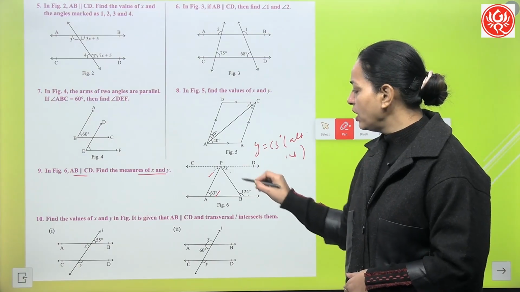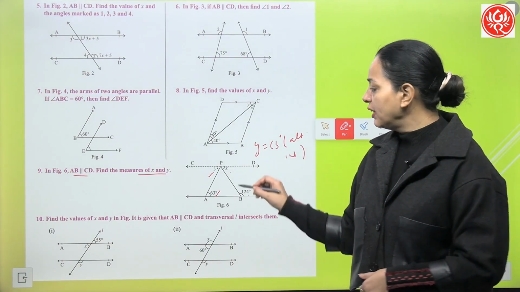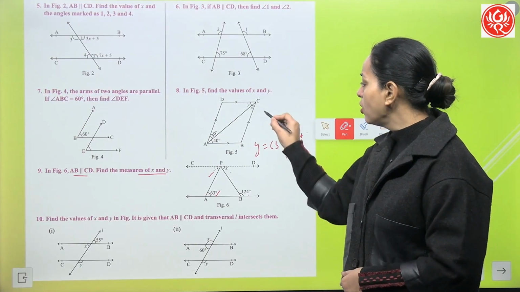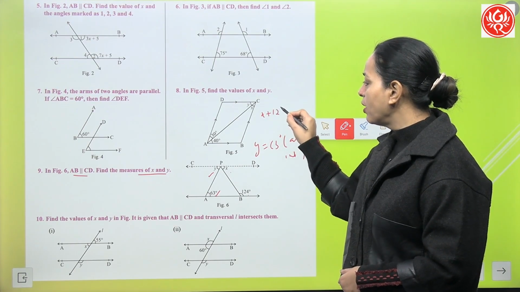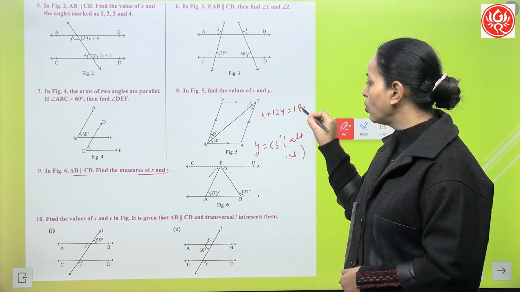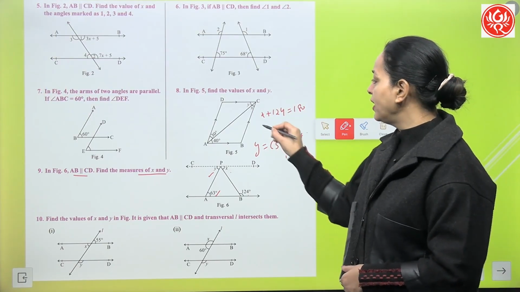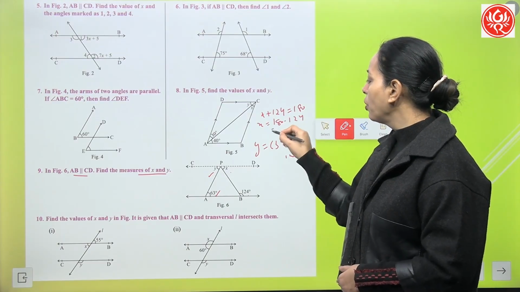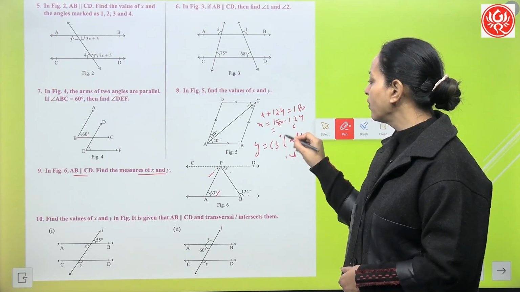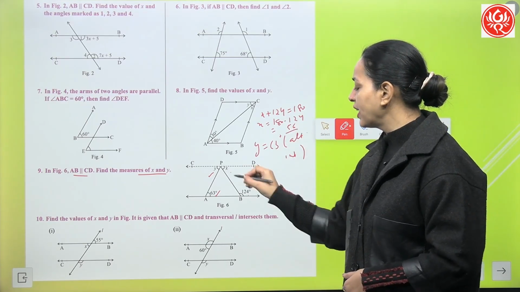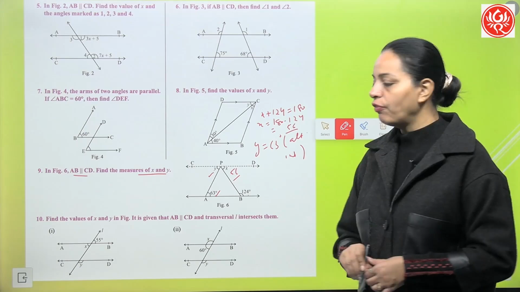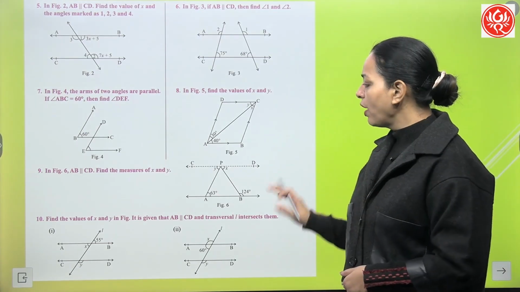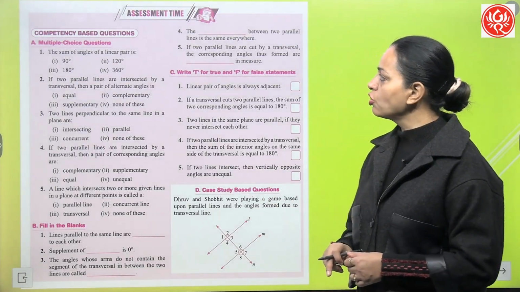Now find x. x and 24, which type of angles are these? These are interior angles on the same side of the transversal. So these are supplementary. So x plus 24 equals 180. So x is 180 minus 124, which is 56. So x is 56, right? I hope these are clear to you. And similarly, you can try the 10th question.